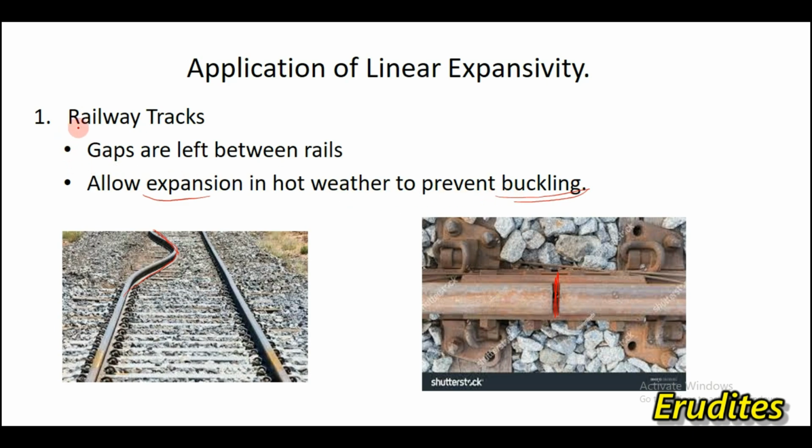So this is very important. In the construction of railway tracks, extension gaps are left between the rails, and I've shown you an example here of an extension gap that is left between the rails. And the reason is to prevent buckling during expansion in hot weather. So this is very important.